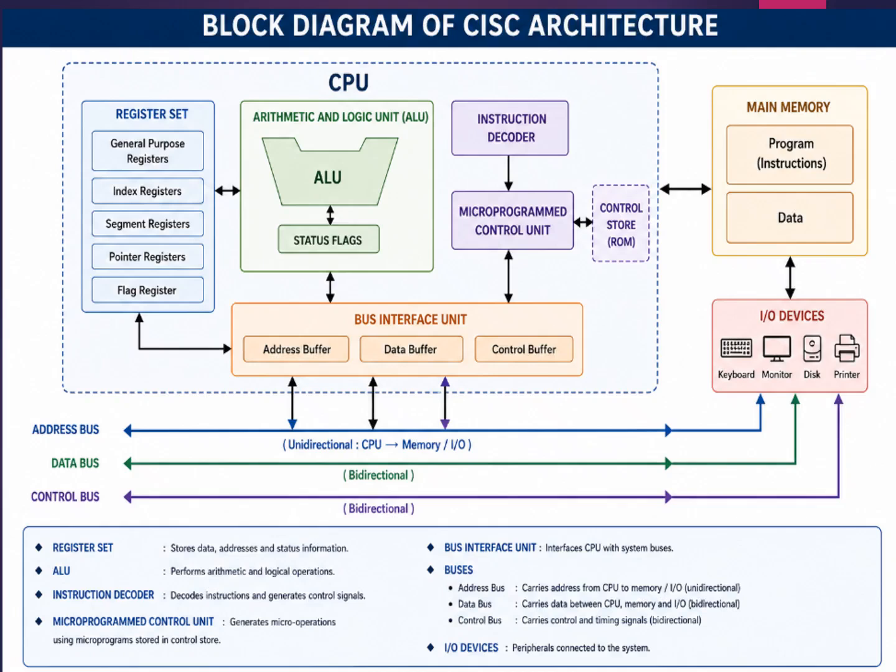Now, the block diagram of CISC architecture comprises a register set, arithmetic and logic unit, instruction decoder, microprogrammed control unit, and control storage, that is the ROM. ROM is nothing but read-only memory. It also has a bus interface unit, address buffer, data buffer, and control buffer.